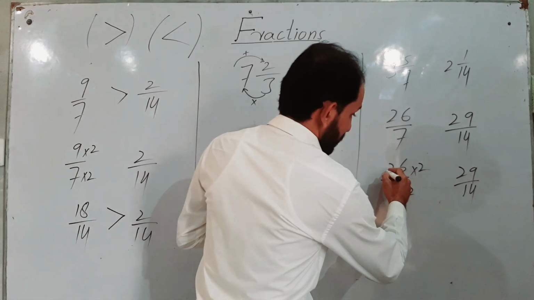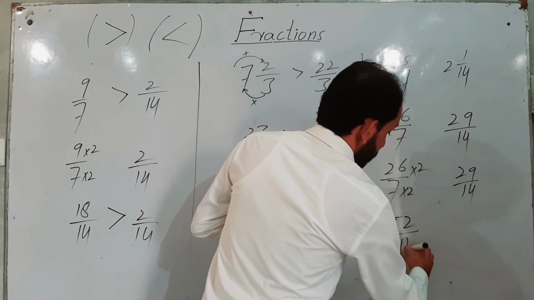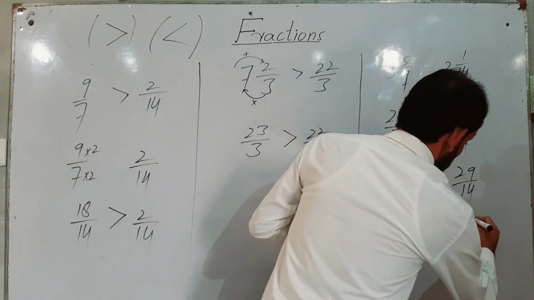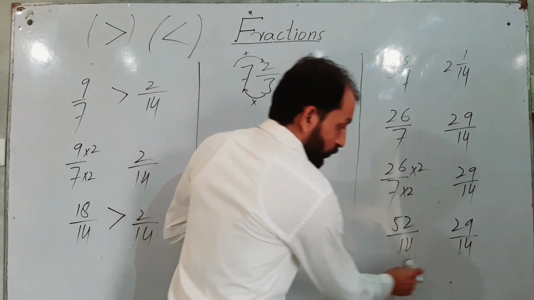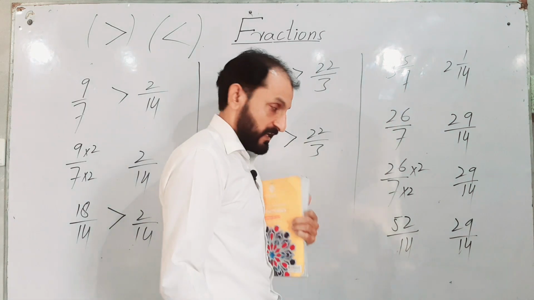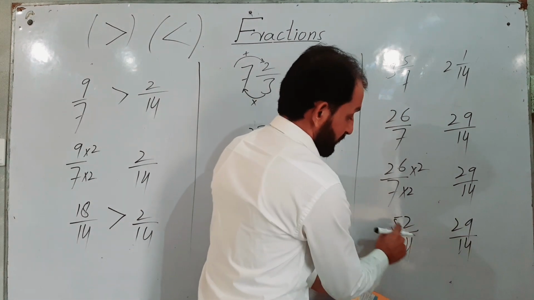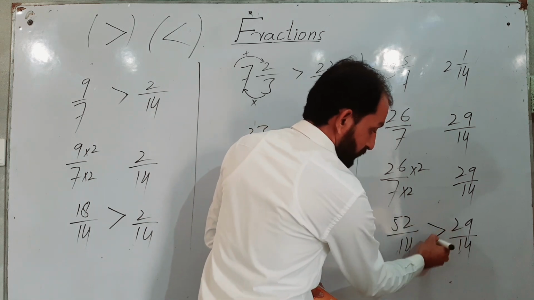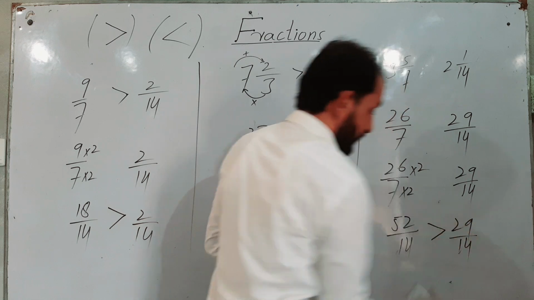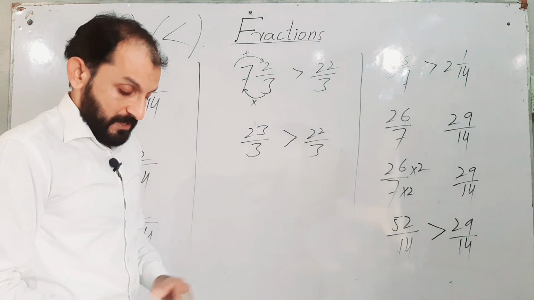After simplification, 26 2s are, that will become 52 divided by 14, and 29 divided by 14. Now you can see both the denominators are the same. It means we can ignore them and we will write our answer. 52 is greater than 29. It means we will use the greater sign towards the 52. It means this side is greater than.